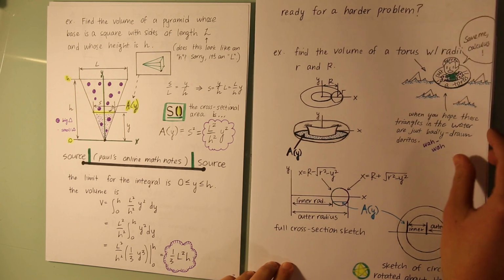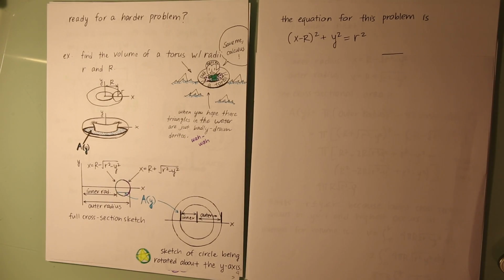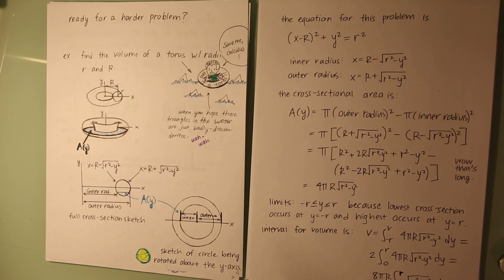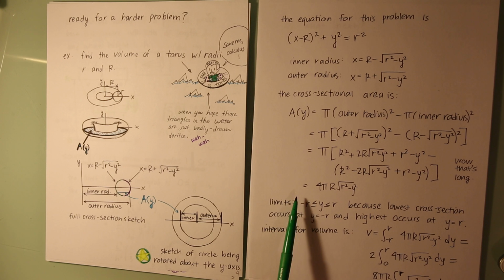By looking at these diagrams, we can see that the equation for this problem is (x minus big R) squared plus y squared equals the radius squared. For the inner radius, x equals big R minus the square root of little r squared minus y squared, and the outer radius is the same thing but plus. We know the area of a ring shape would be the following, so we just plug in our inner and outer radius values to get the simplified area, which is 4 pi times big R times the root of little r squared minus y squared.